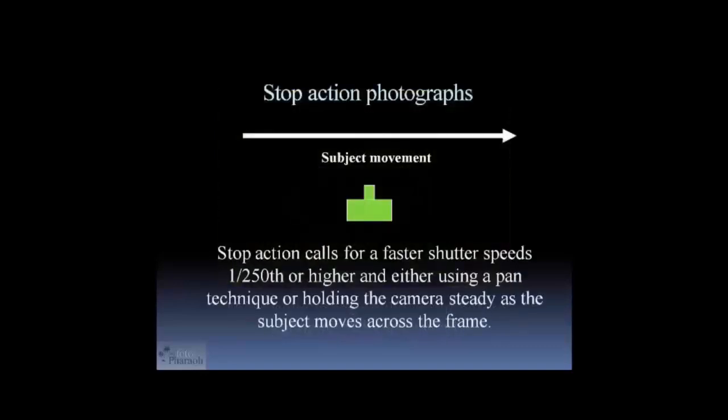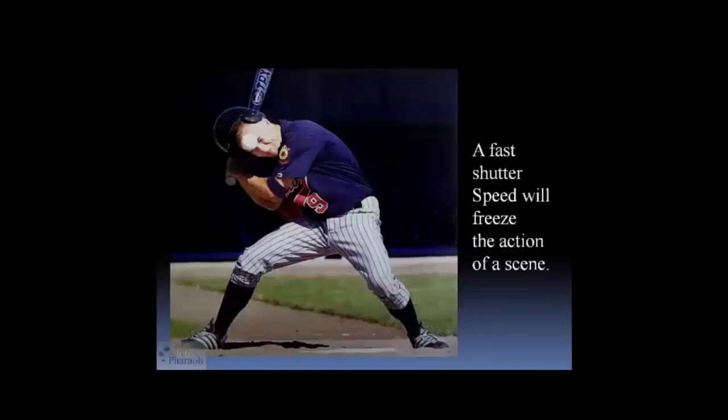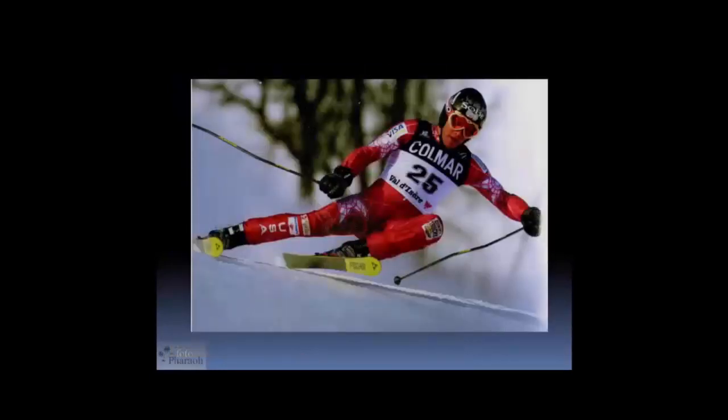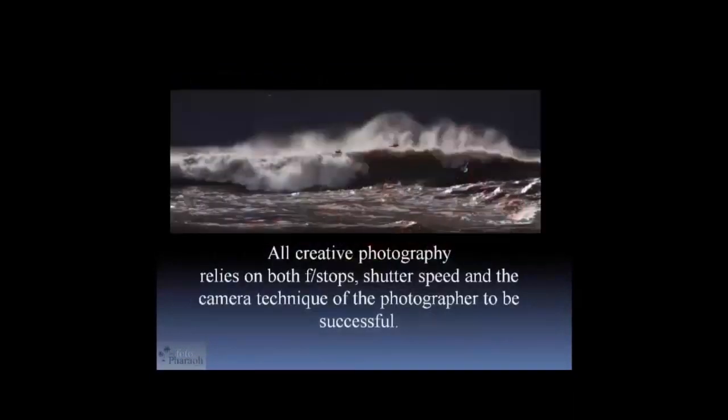Now, in stop action photography, most often the camera is rock solid on a tripod or whatever, with a very fast shutter speed, and it freezes the action immediately, like this ball player getting hit in the head. It freezes the action with a very fast shutter speed at 1/250th or higher, or this skier coming over a slalom course, probably at 1/8000th of a second to freeze that action.